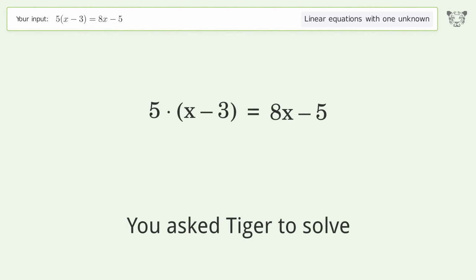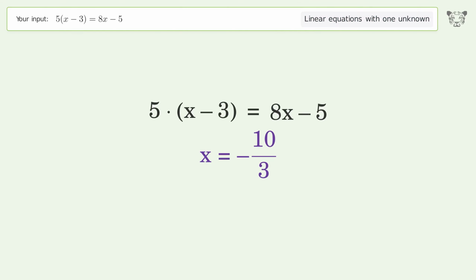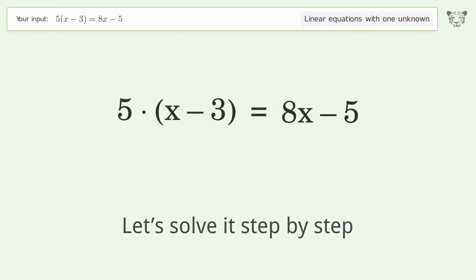You ask Tiger to solve. This deals with linear equations with one unknown. The final result is x equals -10/3. Let's solve it step by step.